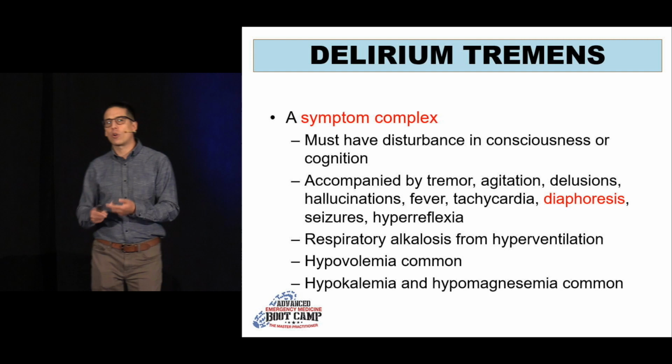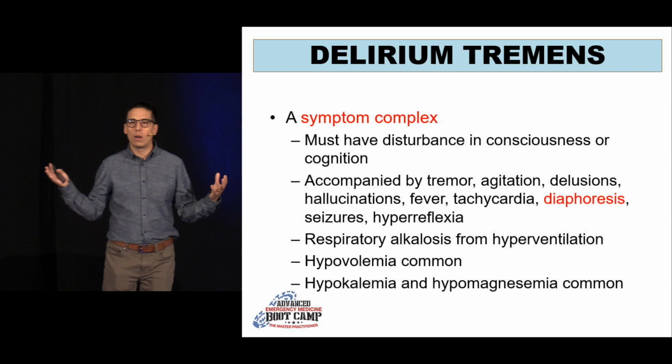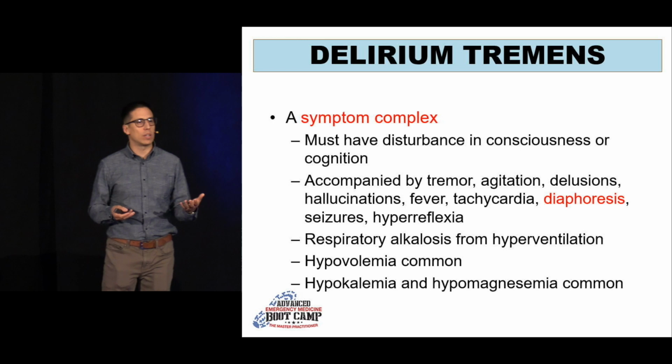Then they get a fever, though it's usually less, we said, than 39. Tachycardia, the sweats, hyperreflexia, right? All of this is the unmasking of their sympathetic nervous system. Respiratory alkalosis is pretty common from hyperventilation, so that's just centrally driven hyperventilation on a gas.